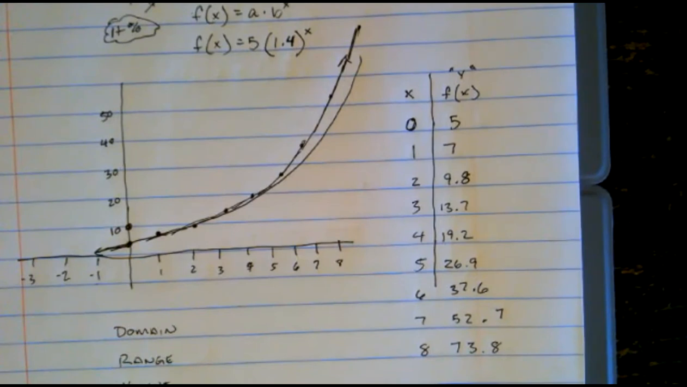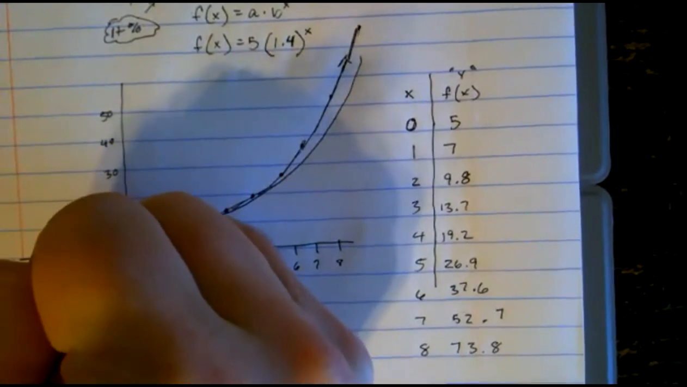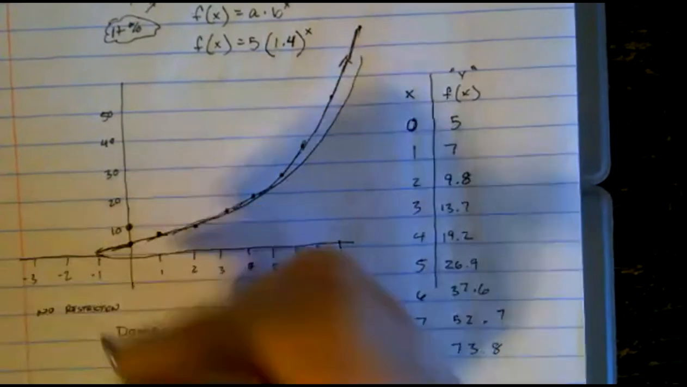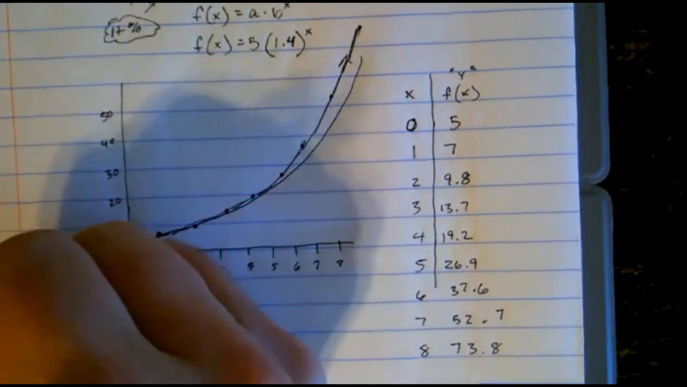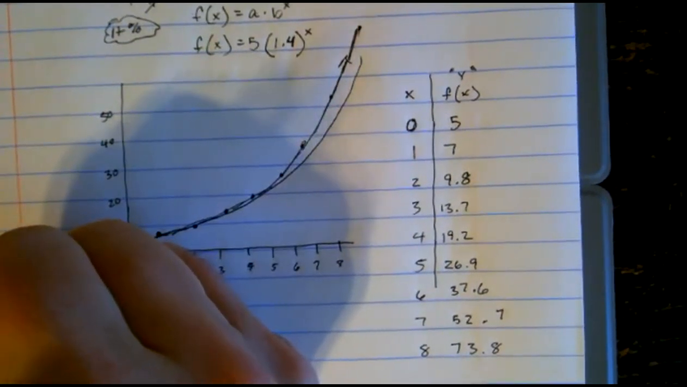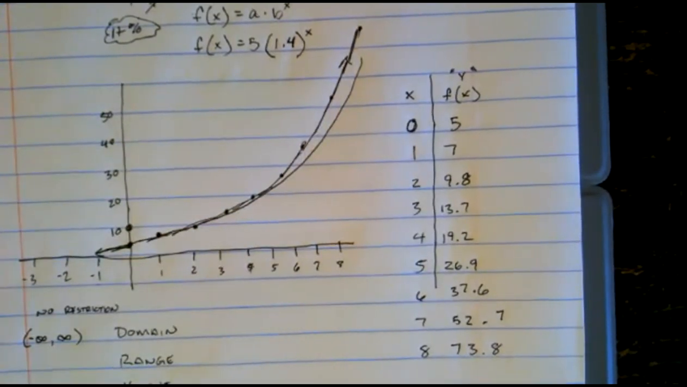So you have to be very careful, right? Domain is going to be considered, right? If there are no restrictions, no restriction. We're talking about just a basic exponential graph. There's not a real life scenario to go with it. There's no restriction. It can go from negative infinity to positive infinity. Okay. Because there's nothing stopping it from moving left as far as I need it to. There's nothing stopping it going to the right as far as I need it to.